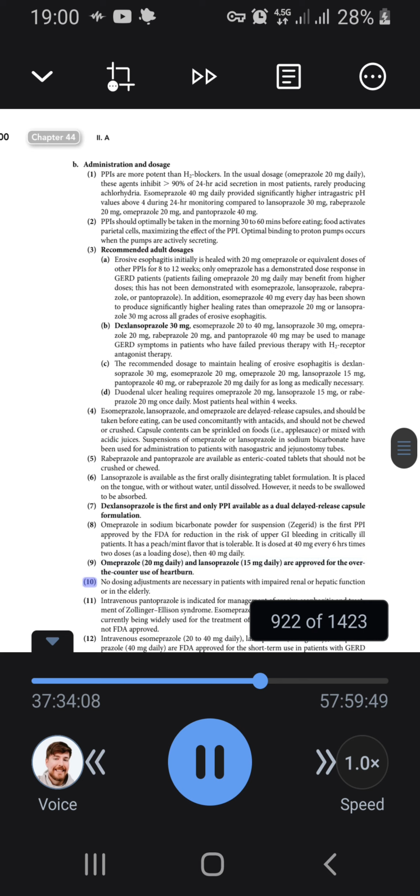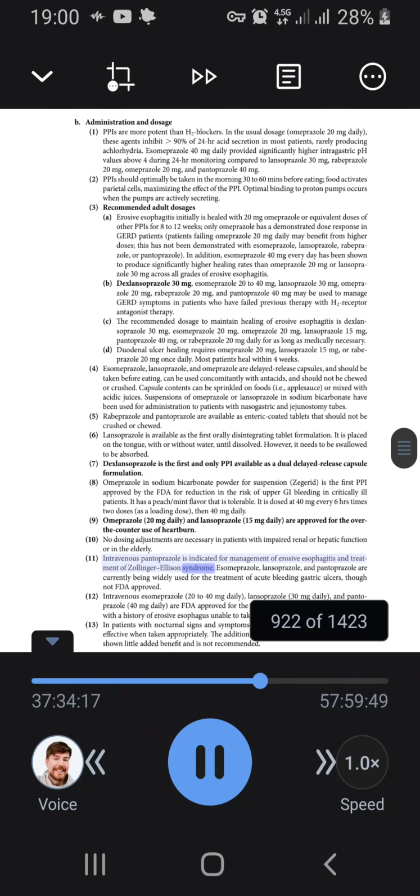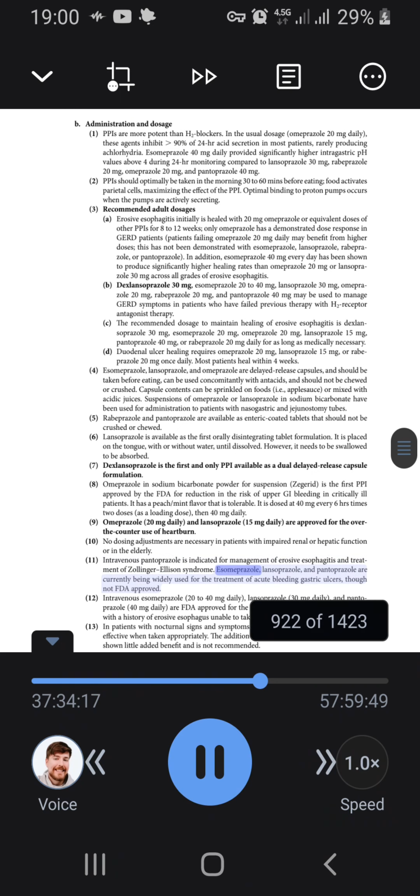10. No dosing adjustments are necessary in patients with impaired renal or hepatic function or in the elderly. 11. Intravenous pantoprazole is indicated for management of erosive esophagitis and treatment of Zollinger-Ellison syndrome. Omeprazole, lansoprazole, and pantoprazole are currently being widely used for the treatment of acute bleeding gastric ulcers, though not FDA approved.